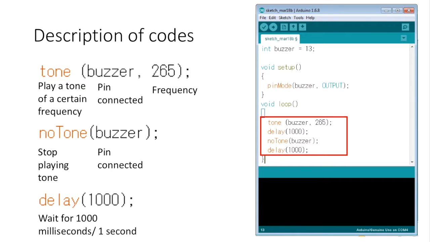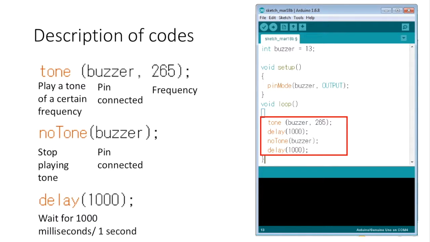The second one will be tone. So what is a tone? Tone means that we ask the buzzer to play a tone of a certain frequency. The frequency that it's playing is written inside the bracket, the number over there, which is 265 in this case. Buzzer is just the pin that it is connected to. You can write 13 in this case, but we will use buzzer for clarification. So tone buzzer 265 means that this is asking the buzzer to play the tone of 265.